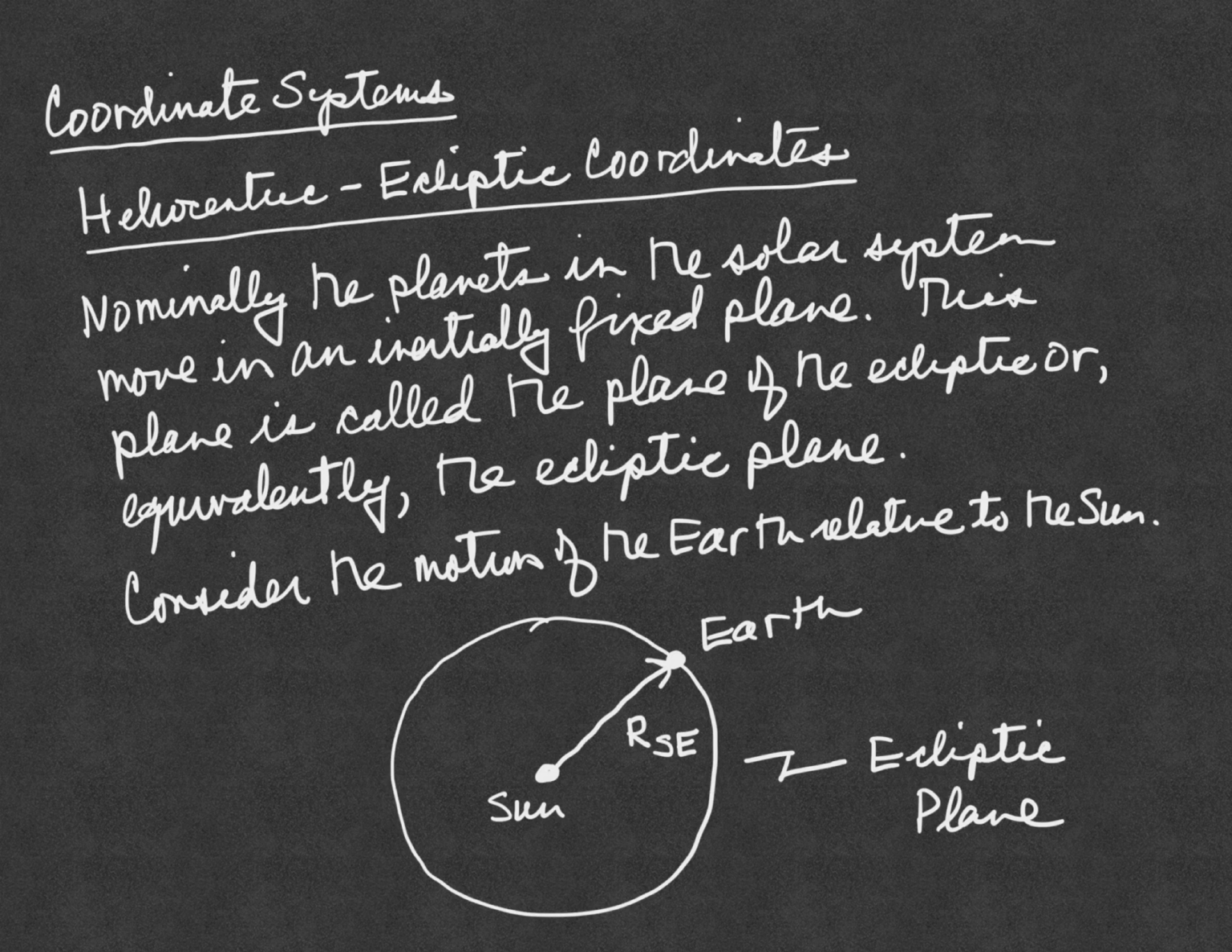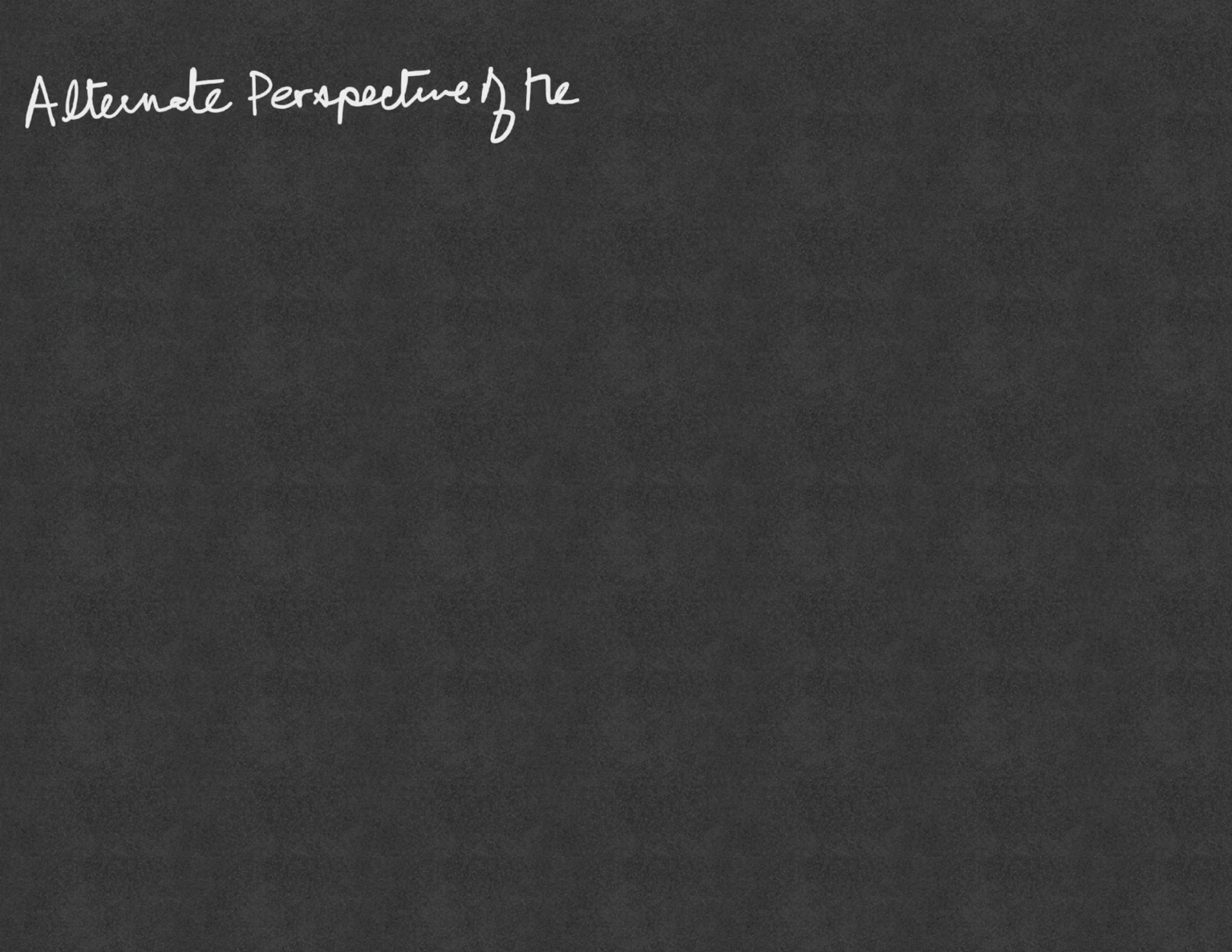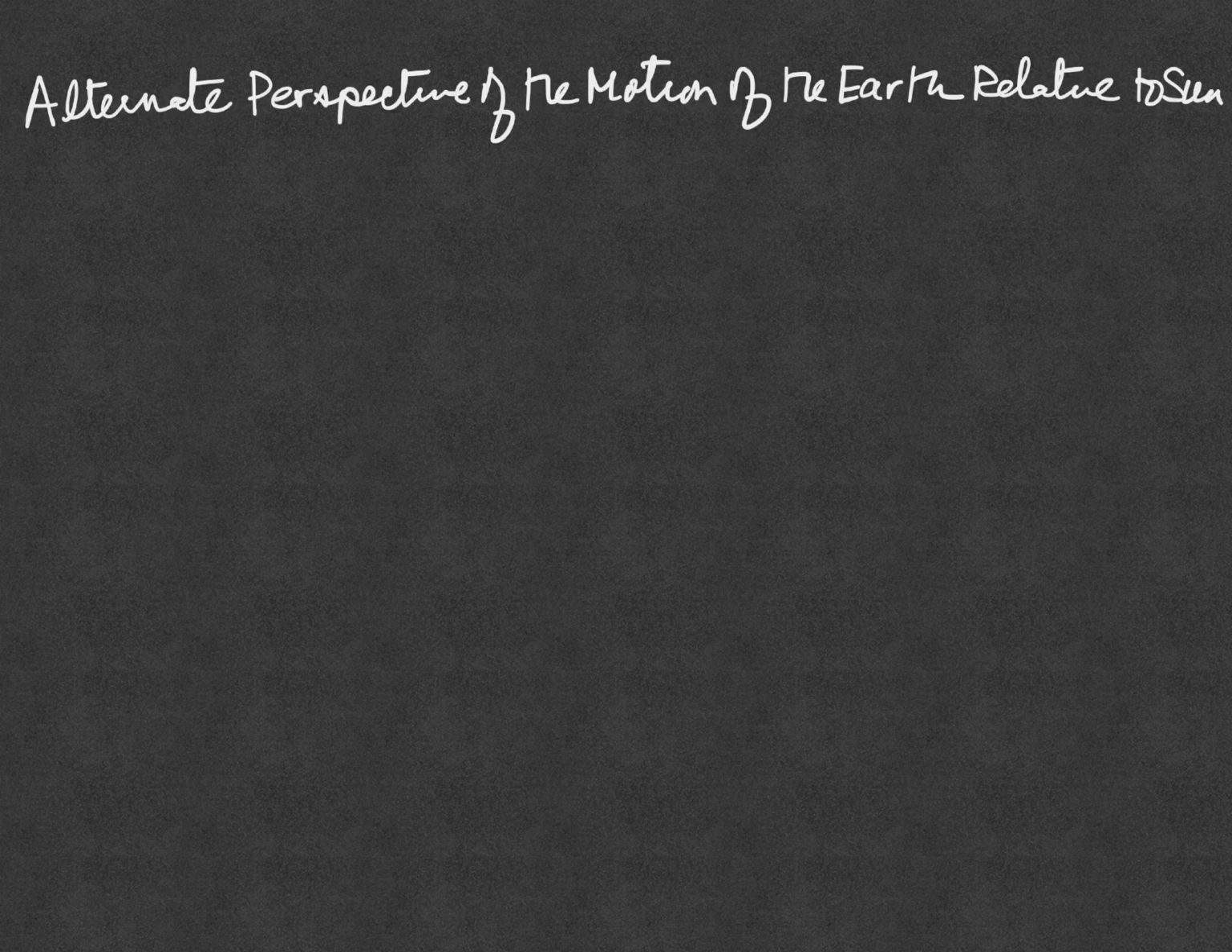So the first thing we're going to do is establish a coordinate system, which is called the heliocentric-ecliptic coordinate system, based on this motion of the Earth relative to the sun. So we're going to start with an alternate perspective of the motion of the Earth relative to the sun. And this alternate perspective is going to be developed as follows.